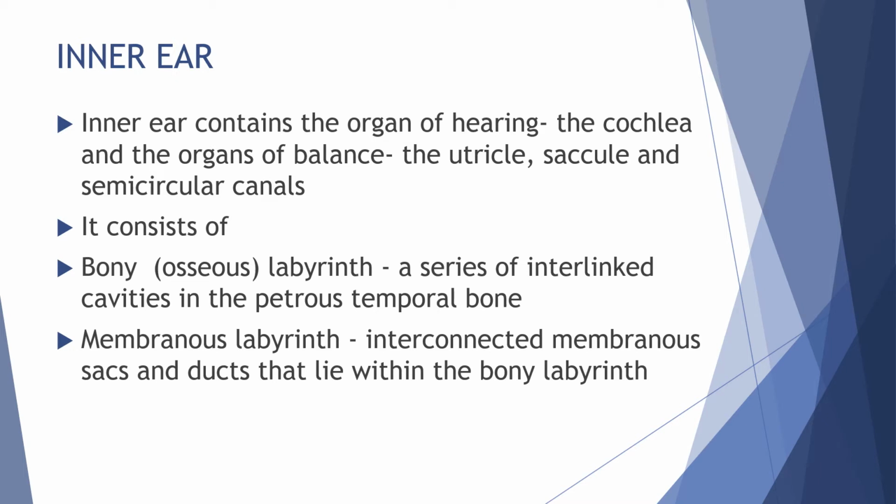The inner ear or internal ear contains the organ of hearing, the cochlea, and the organ of balance, that is the utricle, saccule and the semicircular canals. It is made up of two components, the bony part and the membranous part. Because it is like a labyrinth, a network, it is called the bony labyrinth and the membranous labyrinth.